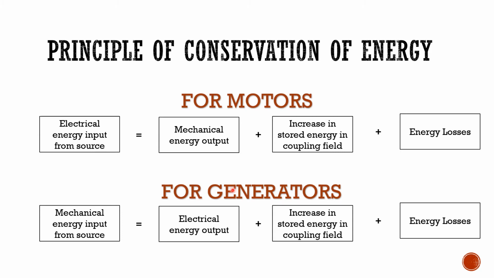And in the case of generators, we have mechanical energy input from a source, and this equals electrical energy output plus increase in stored energy in the coupling field plus energy losses. So it's basically the same, we have the same principle. In motors, we have the electrical energy input, and for the generator, we have a mechanical energy input. That's the difference, right?